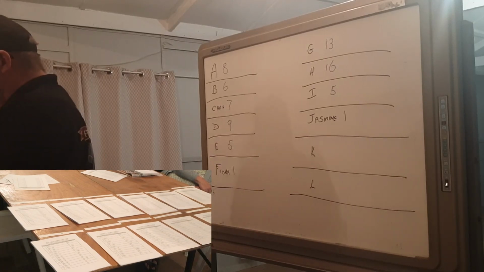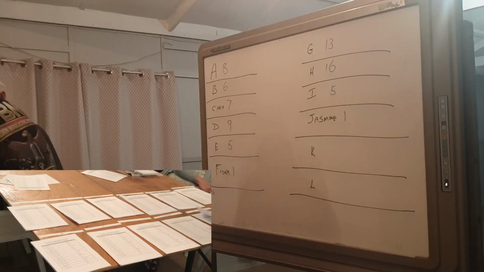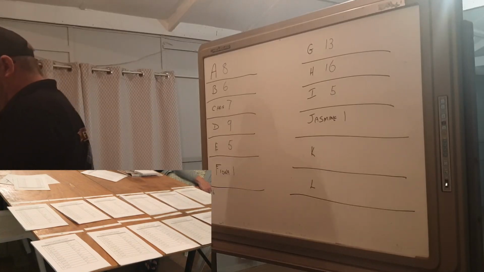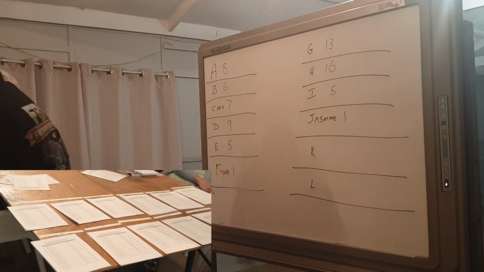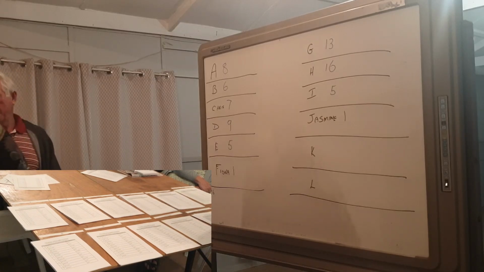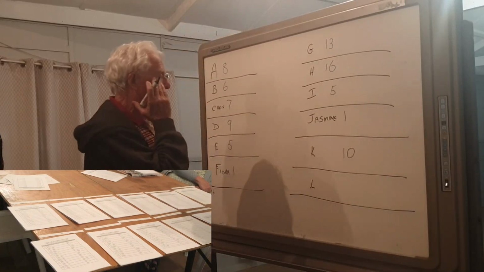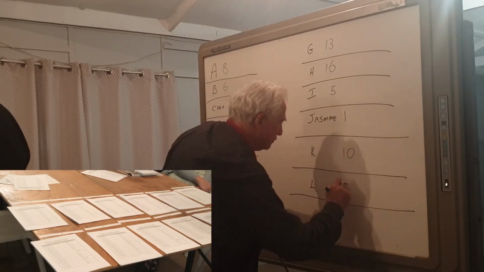All right. 1, 2, 3, 4, 5, 6, 7, 8, 9, 10 for K. And 2 for L. We are missing 1.